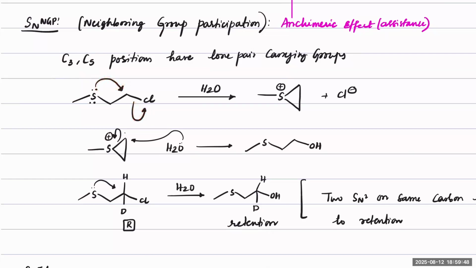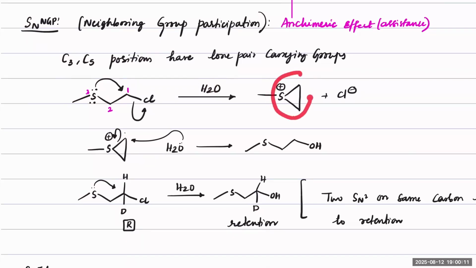If they have a lone pair carrying group, that would help the leaving group leave more easily. For example, if you notice, this is position 1 where the leaving group is present, then 2, and on the third position we have a sulfur, correct? So this sulfur would attack the first position, removing the chlorine instantly before even the solvent approaches. And it will lead to this carbocation.